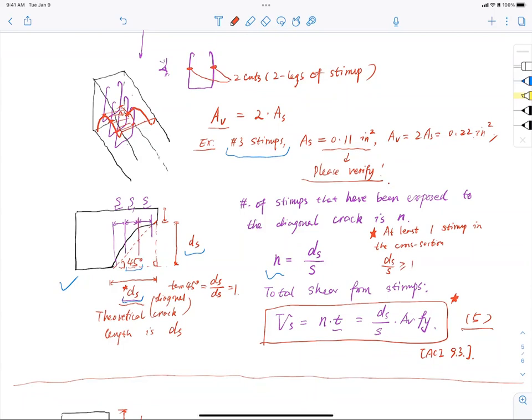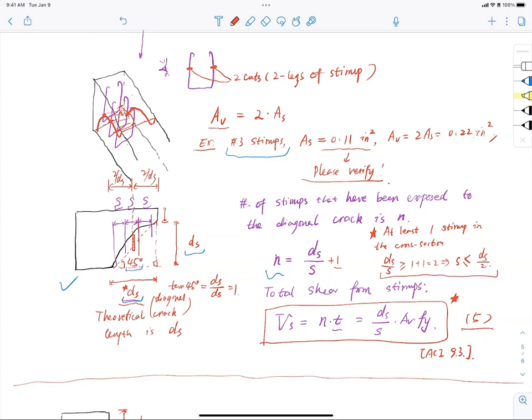And apologize, I think I made a mistake here, it should actually be +1, right? There's 1 additional spacing, right? So actually this is 2, right? So matter of fact, s has to be smaller than or equal to ds over 2. That means that at least I need to have one stirrup. So imagine this is the middle distance, midway, and that is the one stirrup you need in the cross section. Okay, and we will talk about this.